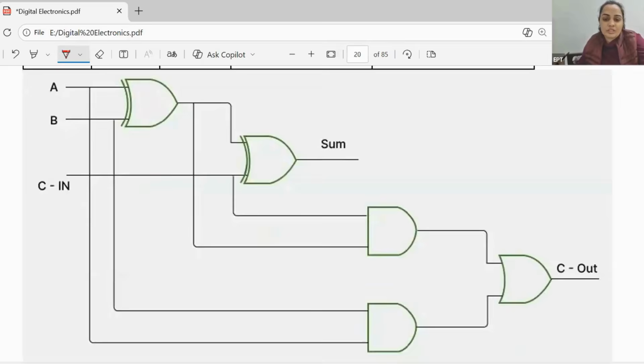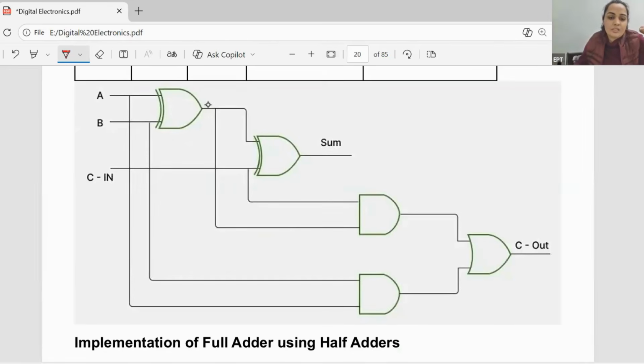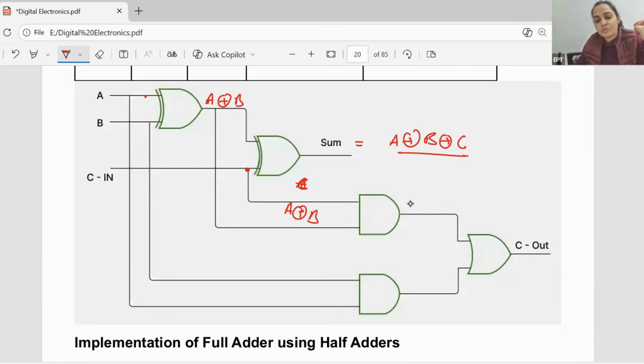Now this is the circuit here. This is A XOR B. As I told you, we can use only 2 input XOR and XNOR gates. So here we have the carry from the previous stage, so sum is going to be A XOR B XOR C. Similarly, this is going to be C, and this is going to be A XOR B. So output is going to be C into A XOR B, and this is AB. Now addition, so this is going to be C out.